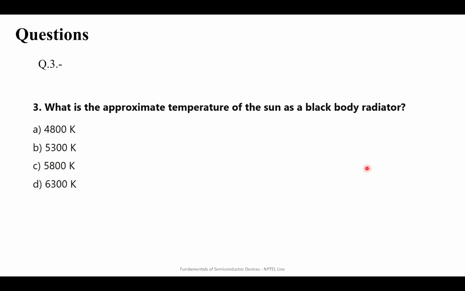What is the approximate temperature of the sun as a black body radiator? 4800 K, 5300 K, 5800 K, 6300 K. Sir, option C, 5800. That is correct, 5800 K. You have been reading since childhood that the temperature of the surface of the sun is around 5500 degrees Celsius, which is around 5800 Kelvin.